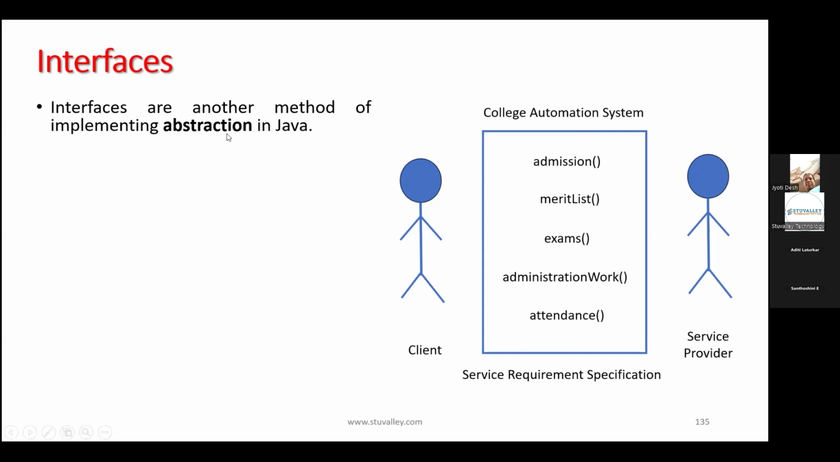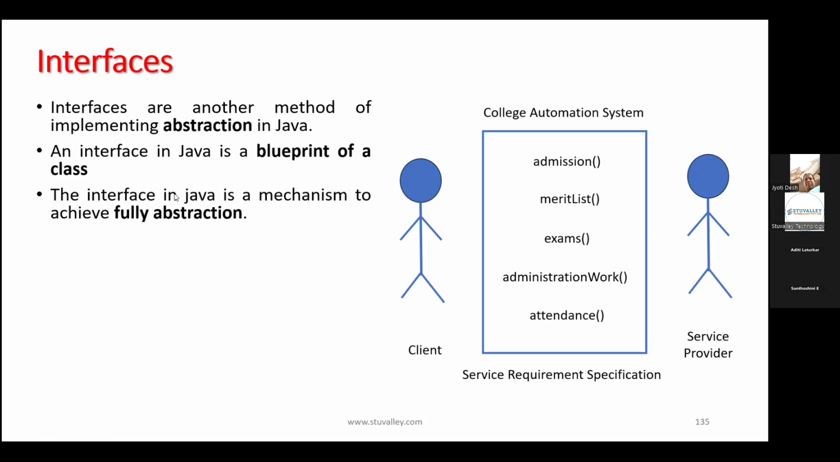So interfaces are another method of implementing abstraction in Java. We can achieve abstraction using abstract classes and using interfaces. An interface is a blueprint of a class. Okay, why it is a blueprint of a class, we will see. An interface in Java is a mechanism to achieve full abstraction. Okay, full abstraction. Why it is called full abstraction, that also we will see.